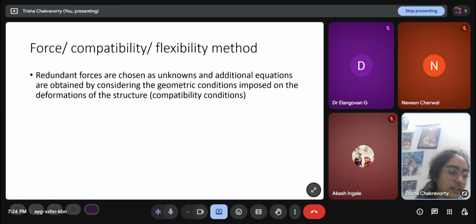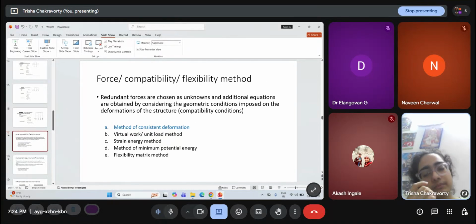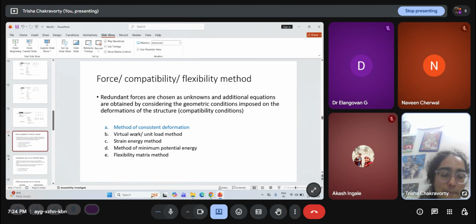Okay. Are there any questions so far? Because the degree of indeterminacy of frames is a question that is frequently asked in MCQ type exams.